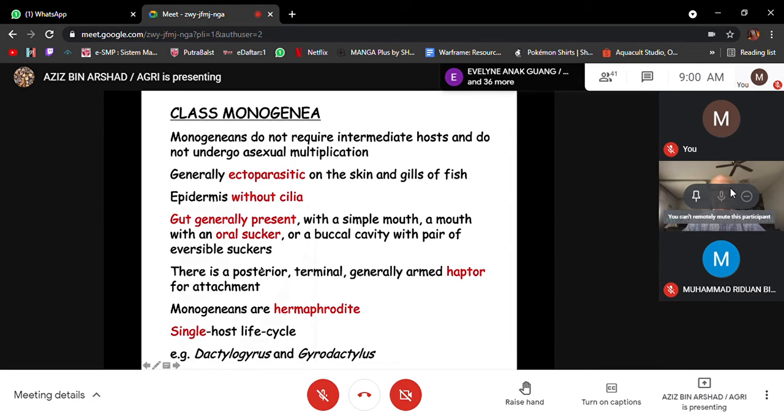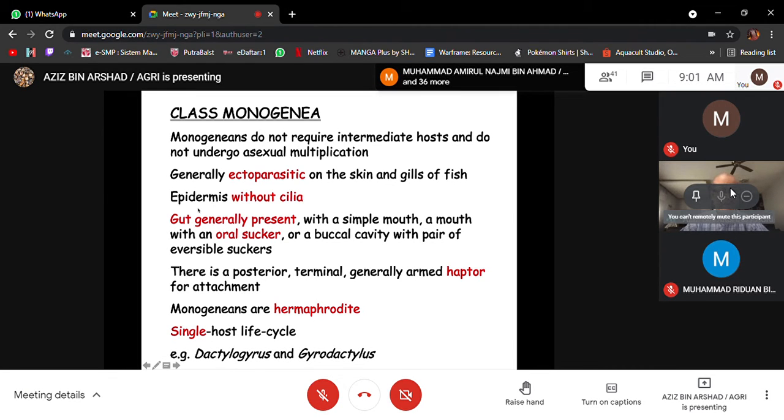And the third class is Monogenea. Monogenea doesn't require intermediate hosts and does not undergo asexual multiplication. This is an important characteristic of Monogenea. In Monogenea, they do not require an intermediate host. They go into the definite host straight and do not undergo asexual multiplication. They are sexual. Generally ectoparasites, whereas Digenea are endoparasites, found on the skin and gills of the fish.